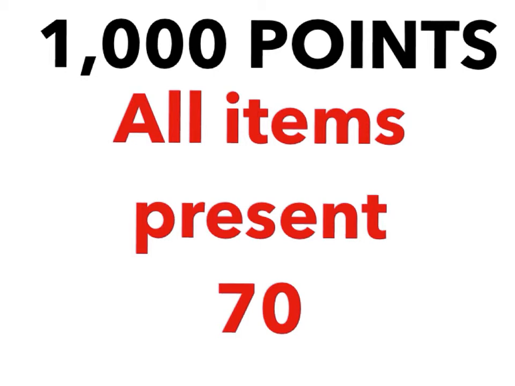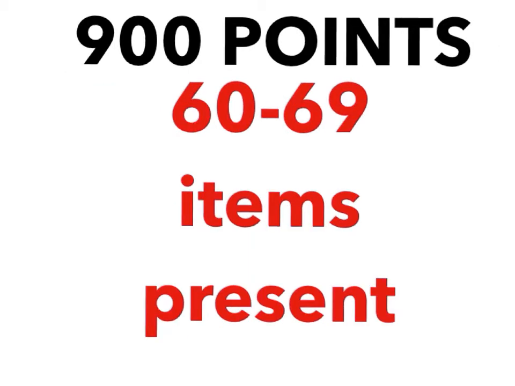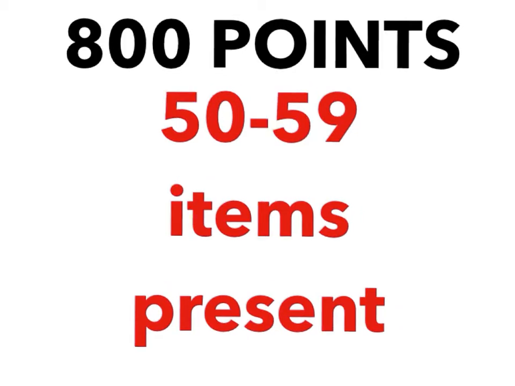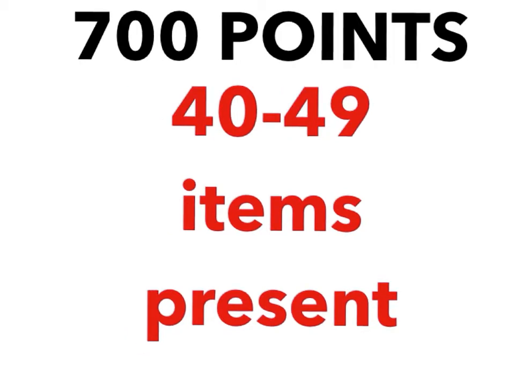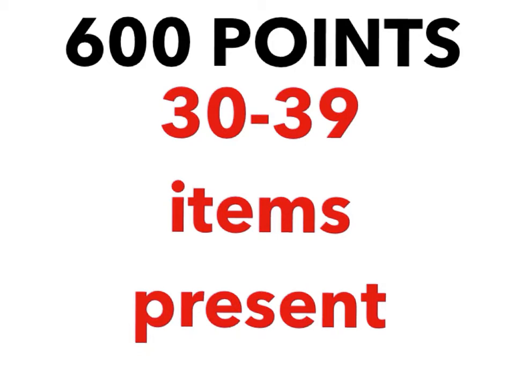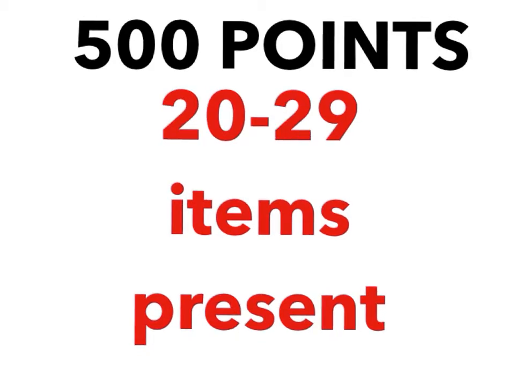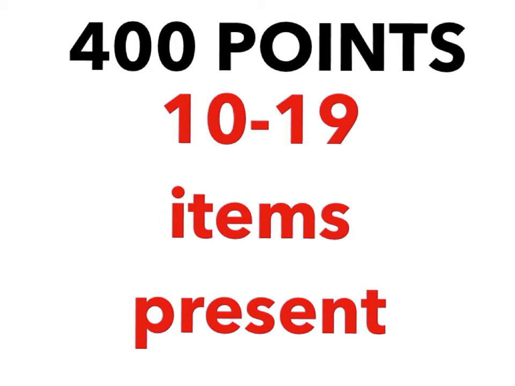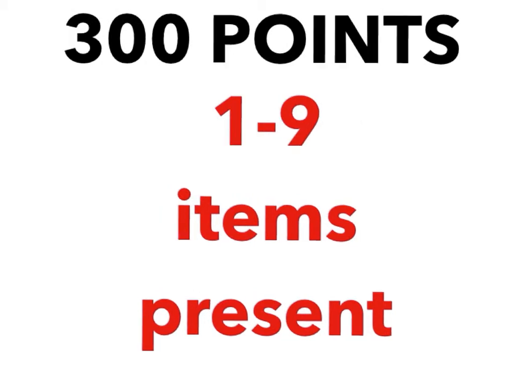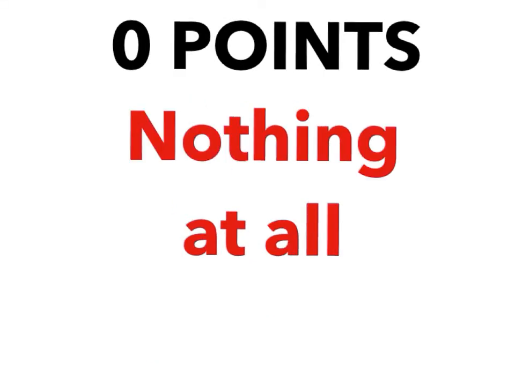If you have everything, then you'll have 1,000 points. If you're in possession of only 60 to 69 items, then you'll get 900. If you have between 50 and 59, it's 800. 40 to 49 is 700. 30 to 39 is 600. 20 to 29 is 500. 10 to 19 is 400. 1 to 9 is 300, which is extremely generous. If you have just 1 test, you get at least 30% of the points. And nothing at all is 0.